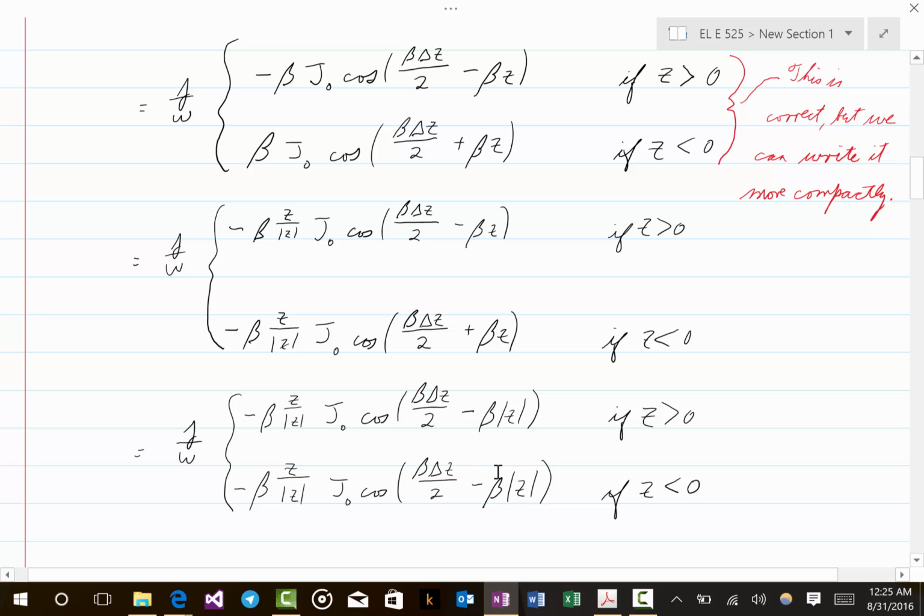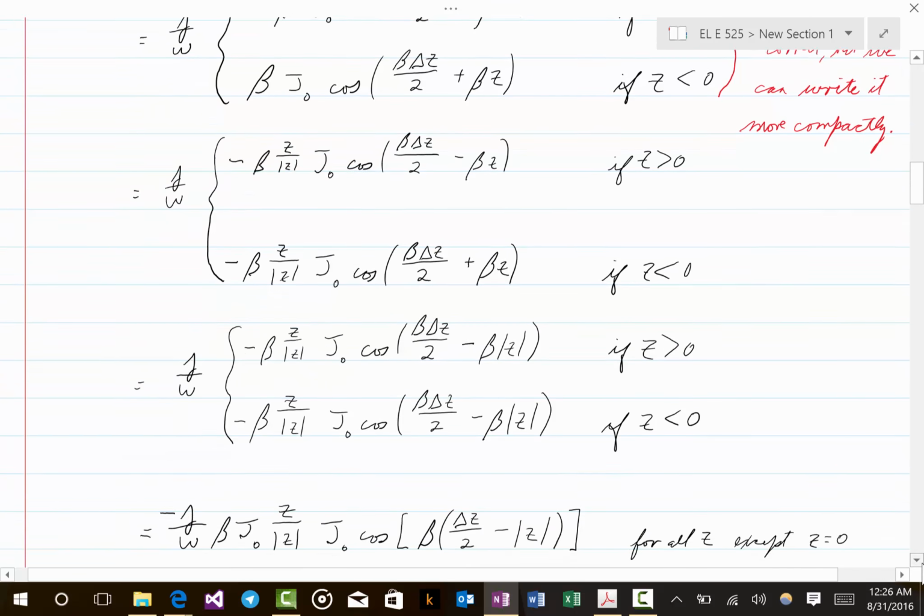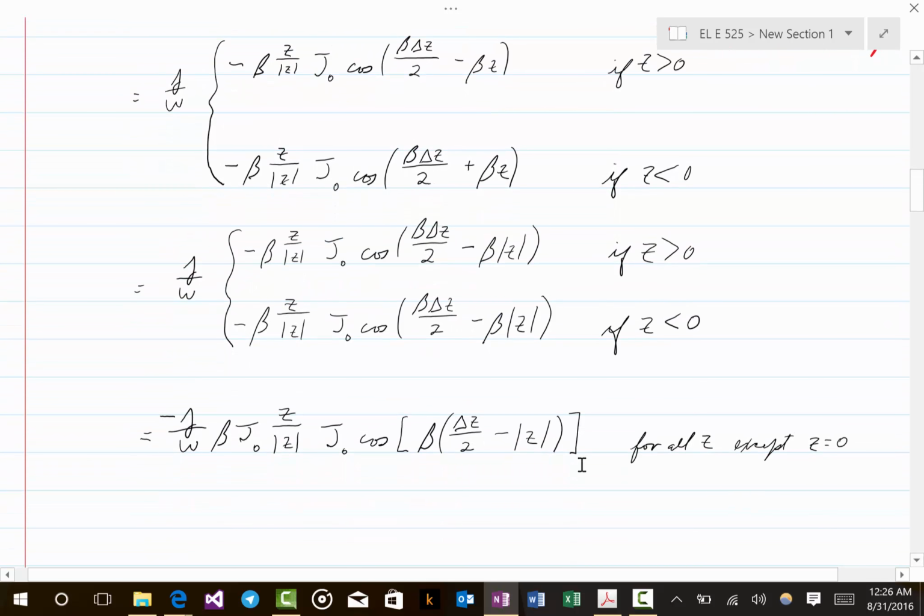And you can immediately see why you want to do that, because now we've accomplished our goal of making the argument of the cosine function look exactly the same for these two cases. So now everything that is outside of the cosine function looks the same, and everything that is inside of the cosine function looks the same. And so now we can write this more conveniently, more compactly, as just one expression.